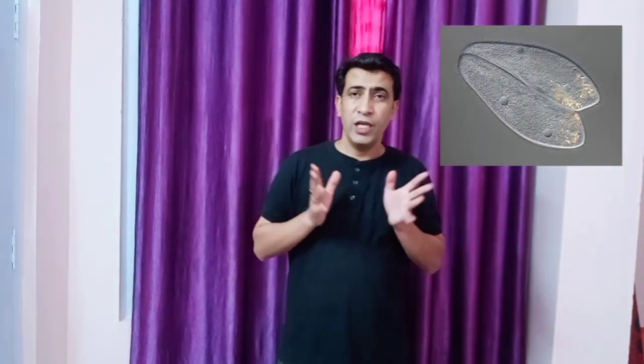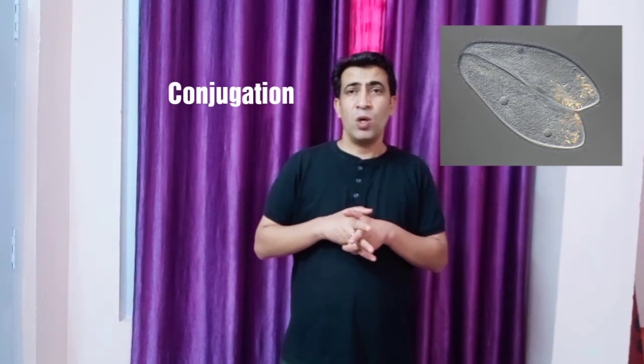In case of sexual reproduction, there is the fusion of gametes or there is the exchange of genetic material between the organisms. If there is the fusion of gametes, that process is called syngamy. And the other method, in which there is exchange of genetic material between two different individuals, is called conjugation.